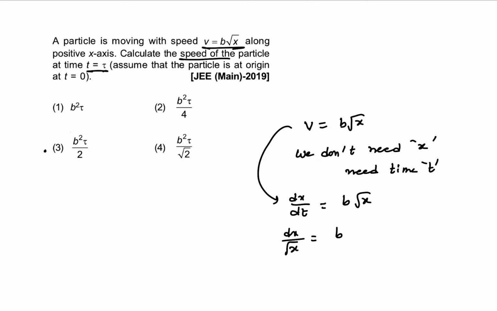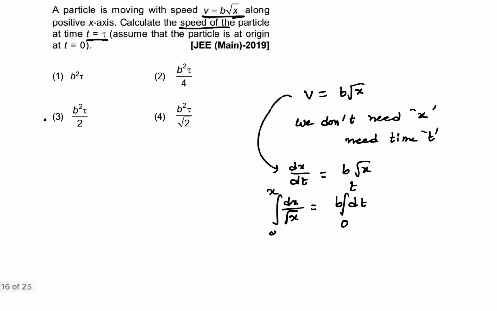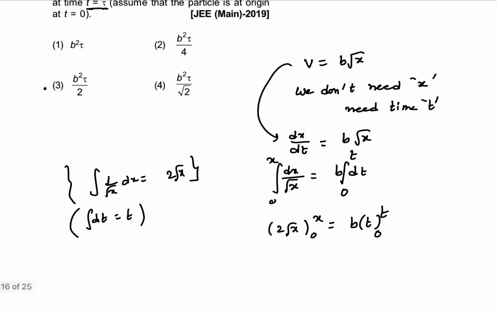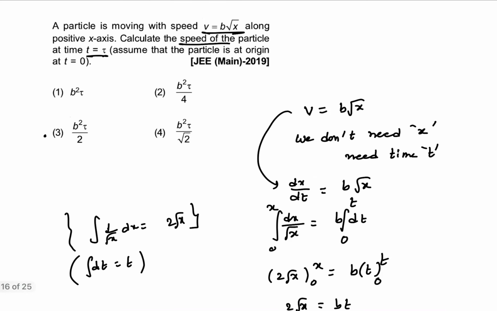When we need time t, first you convert this into time. dx by dt is equal to b into root x. So you can write dx by root x is equal to b into dt. Now integrate; at 0 position is there, at any time t position is x. The integral of 1 by root x into dx is equal to 2 root x. I hope everyone knows this one. I am writing 2 root x with limits 0 to x, and b into the integral of dt, which is t, with limits 0 to t. Finally, you will get 2 root x is equal to b into t. Now x is equal to b t square divided by 2.